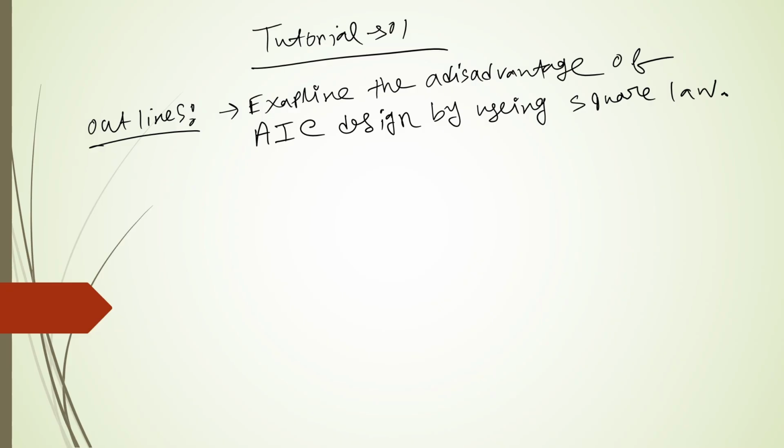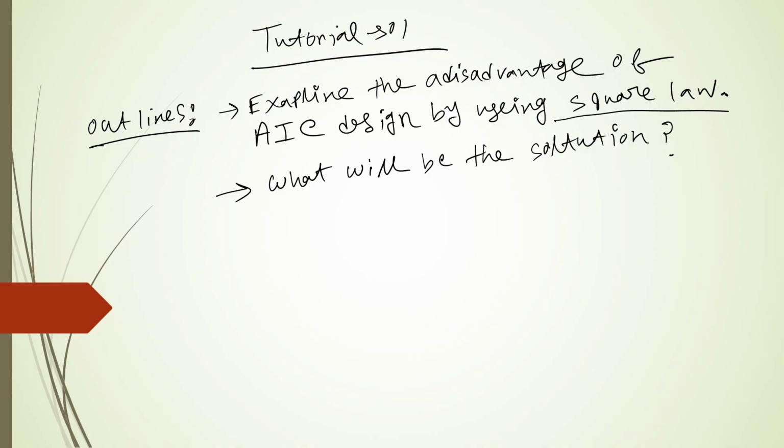Second of all, we will explain today what will be the solution. So, what will be the solution? It means how we can overcome the disadvantage of analog circuit design by using the square law.